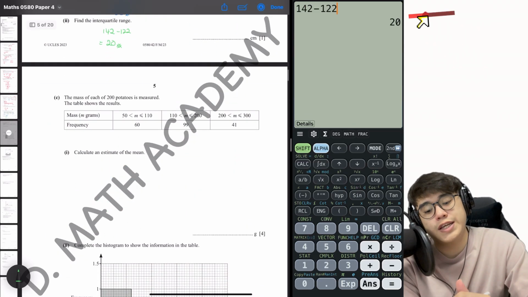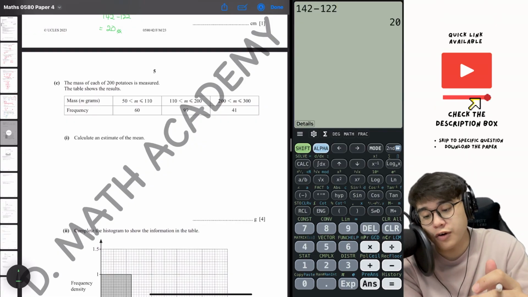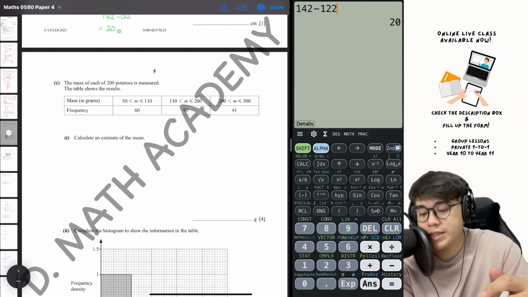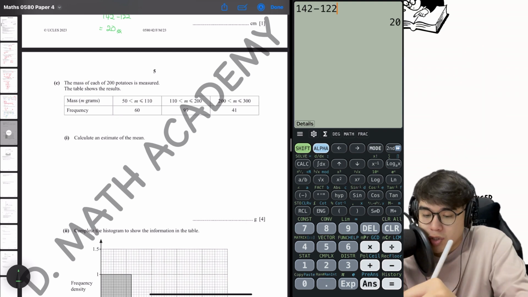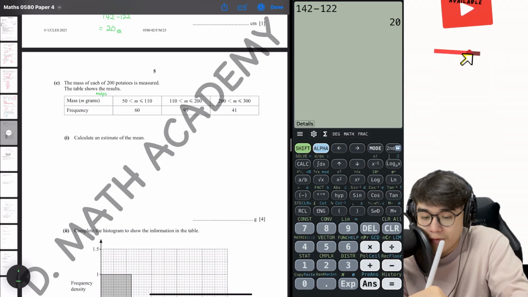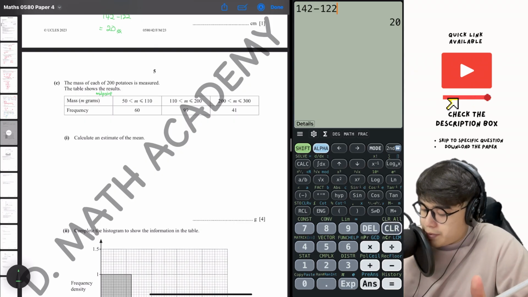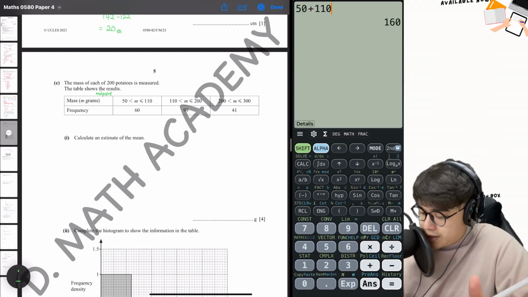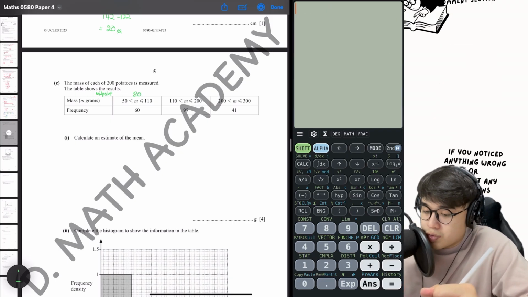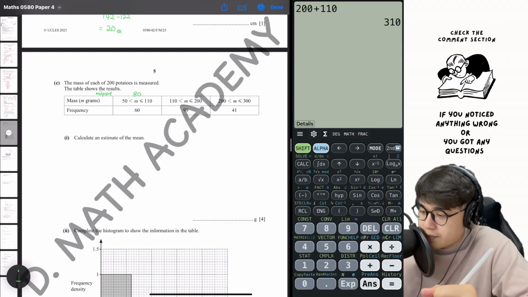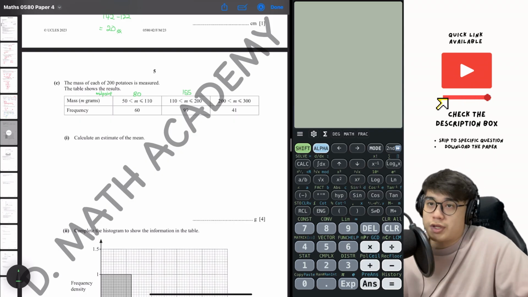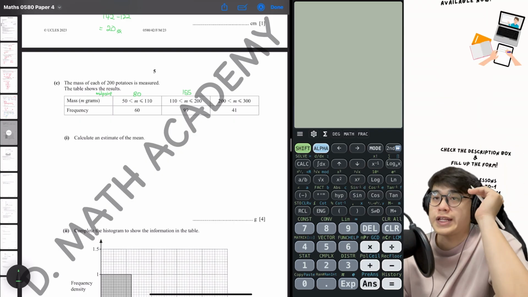Moving on to section C, the mass of each of 200 potatoes is measured. Find the estimated mean. Since they are giving us the data in intervals, you'll be needing a midpoint first. To calculate the midpoint, you take 50 plus 110 and divide the result by 2. So the first group, you actually get 80. 200 plus 110 divided by 2, you get 155. 200 plus 300 divided by 2, you should be getting 250.